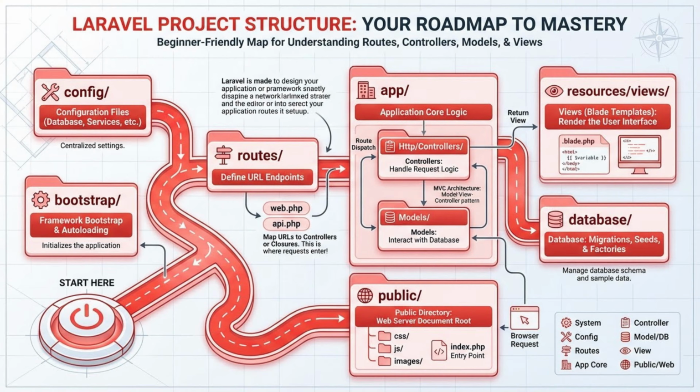It checks the route definition to decide which controller should handle the request. The controller communicates with models if database interaction is required. The controller returns a Blade view from the resources folder. Finally, the response is delivered back to the user's browser. This is the complete journey of a Laravel request, flowing smoothly through the project structure shown in the diagram. Understanding this flow is the foundation for mastering Laravel.